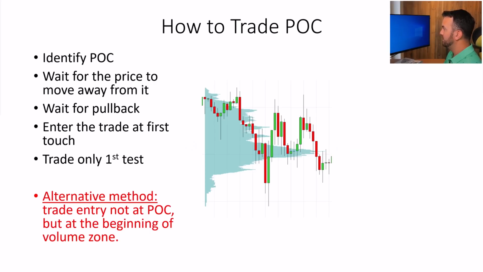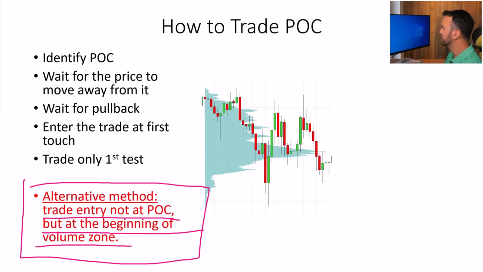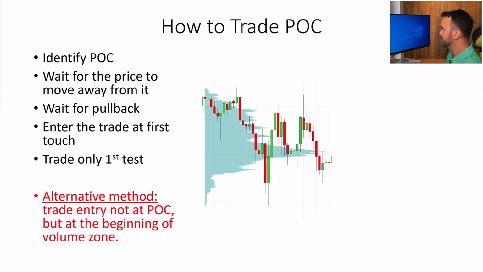Now, what I actually do and what I currently prefer is an alternative method. It's very, very similar, only you don't place the trade entry at the point of control, but at the beginning of the volume zone. Let me show you. Because the way I look at it is that the support or resistance is not just the point of control line, but it's the whole heavy volume zone where the point of control is. So in this case, this would be a whole support or resistance zone.